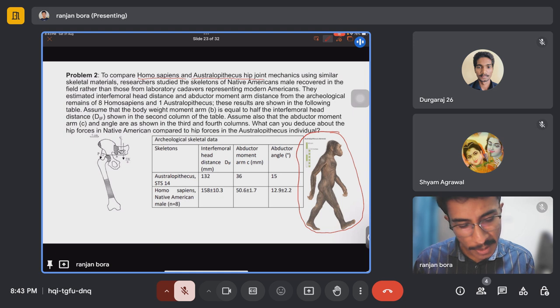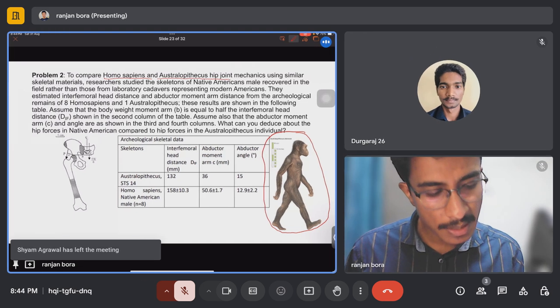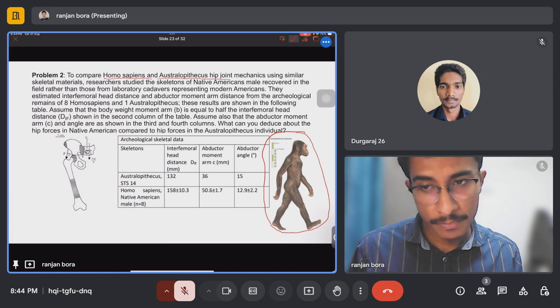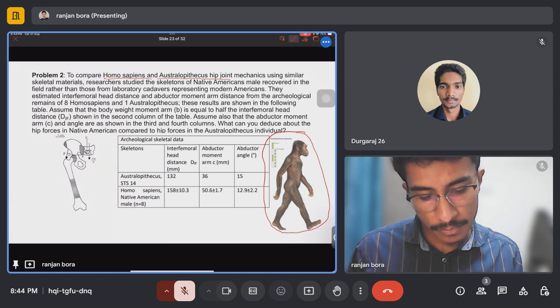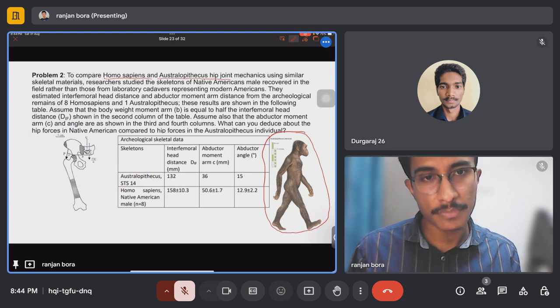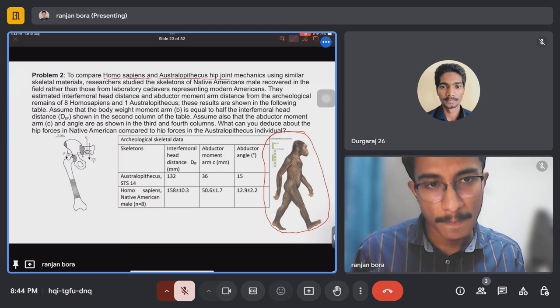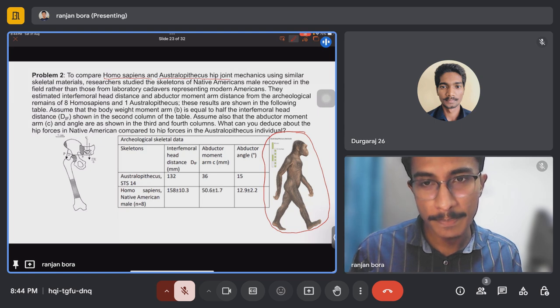Assume that the body weight moment arm is equal to half the interfemoral head distance shown in the second column of the table. Assume also that the abductor moment arm C and angle are shown in the third and fourth columns. What can you deduce about the hip forces in Native Americans compared to the hip forces in the Australopithecus individual? So have you understood the problem?